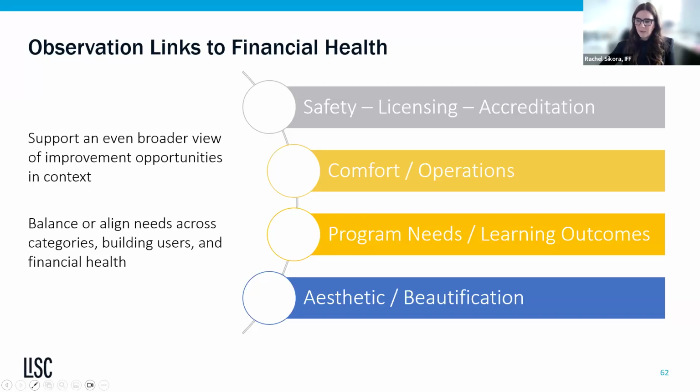Program needs for growth or curriculum or learning outcomes. And those could include lighting, wet play, outdoor spaces, or even increased capacity for your center. And finally, beautification or aesthetic improvements. And that's the fun stuff, right? Signage, paint, landscaping, new flooring. So Megan, if you'll go to the next slide.